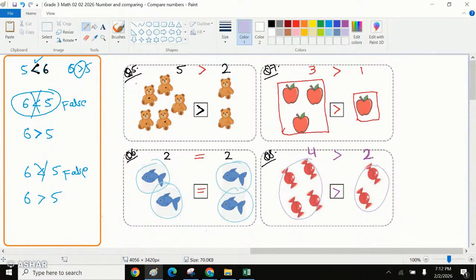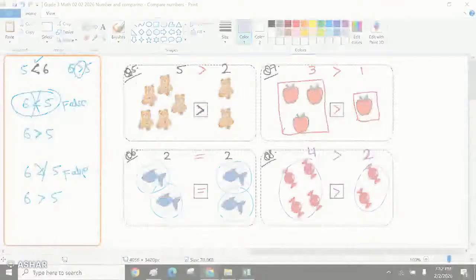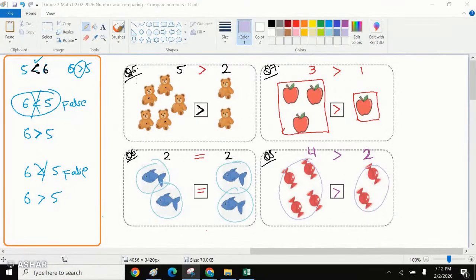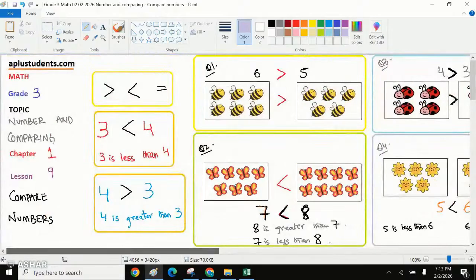Okay. Moving ahead to the next questions. Just a moment, please. Let me copy the next questions. This was question number 8. Let's move on to question number 9.